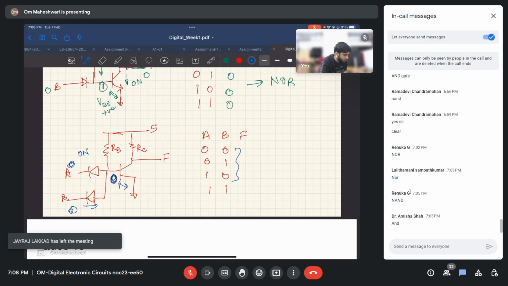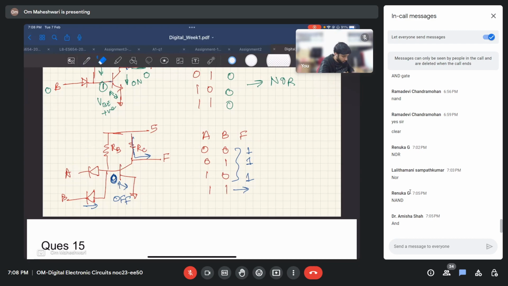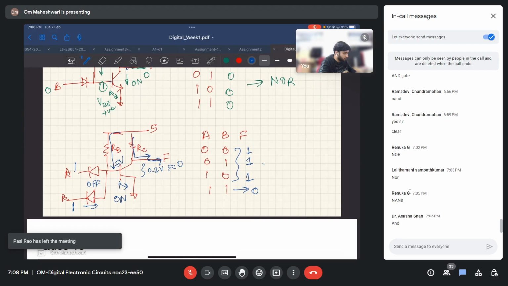And when this is 0, this will be off. And when this is off, no current flows to here and we will get 5 volts, that is 1. In all these cases, we will get 1. And in this final one, when both are 1, these both are off. This 5 volts will come here. It will turn on the BJT and we will have 0.2 volts drop in saturation, which will be approximately 0. So this is what? This is a NAND gate. Yes.